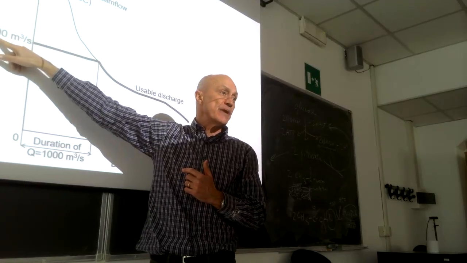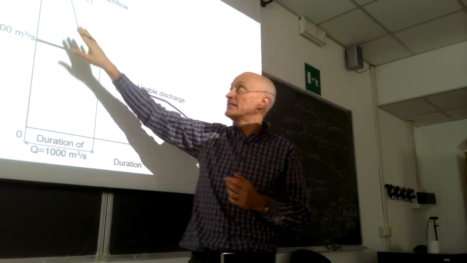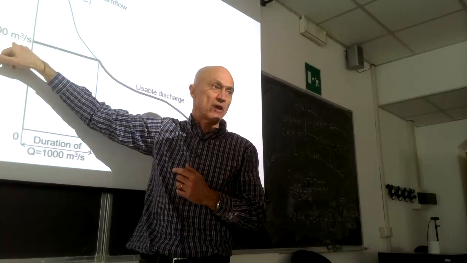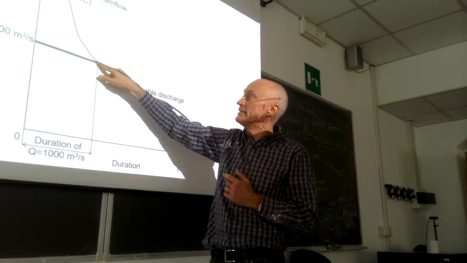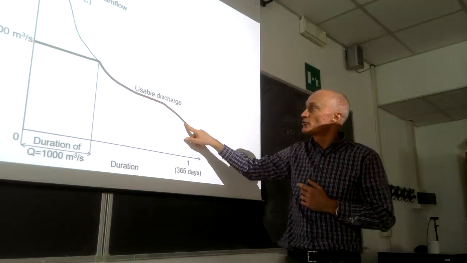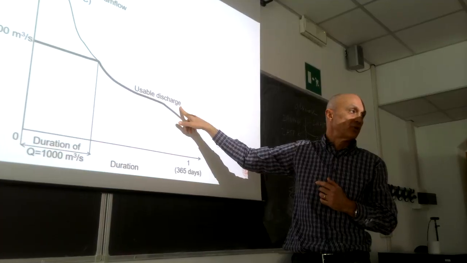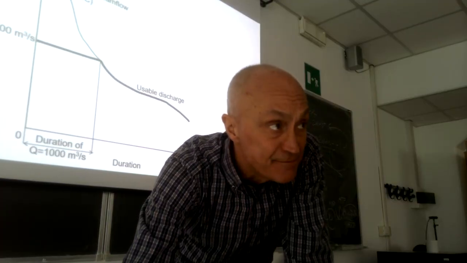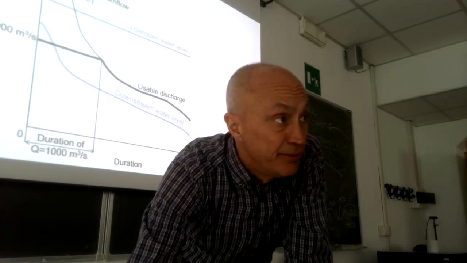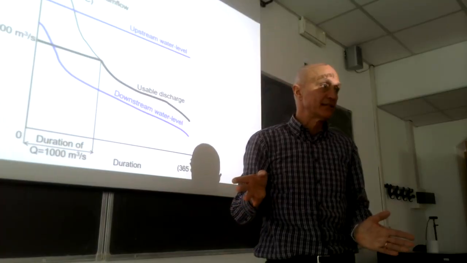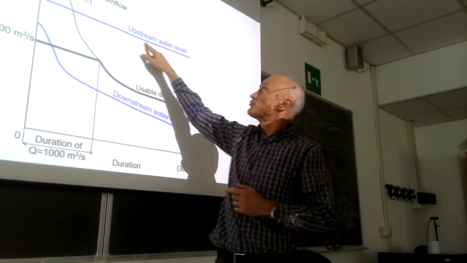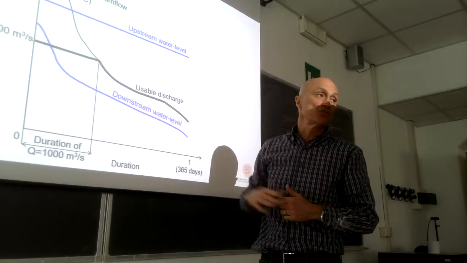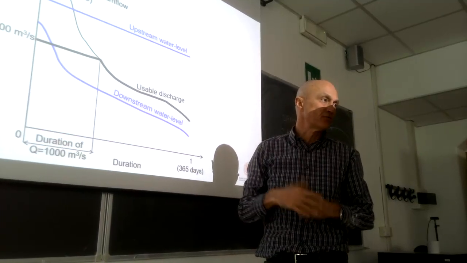On the same diagram, let's plot, of course on a different axis, the upstream water level and the downstream water level associated with a given duration, so a given discharge value. What do you see here? The upstream water level is constant. How come this is constant? Speak up, please. How come this is constant? No matter what the discharge is, the duration is, the water level upstream is constant.